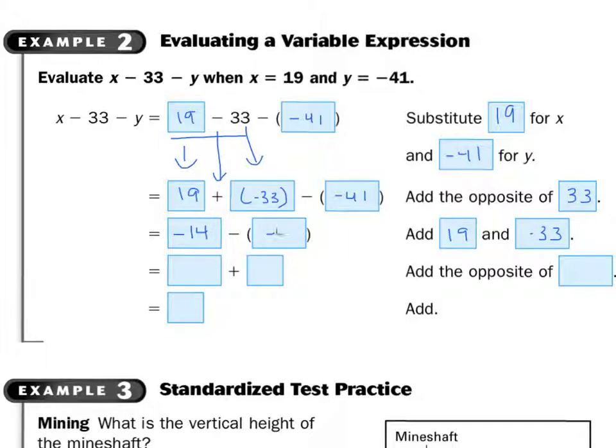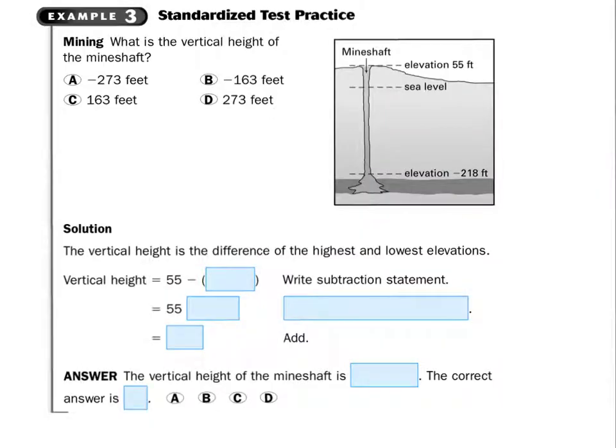Minus negative 41. Now we're going to add the opposite of negative 41. The negative 14 stays the same, the minus becomes a plus, and negative 41 becomes a positive 41. And then negative 14 plus 41 is 27. You just want to worry about 2 at a time.